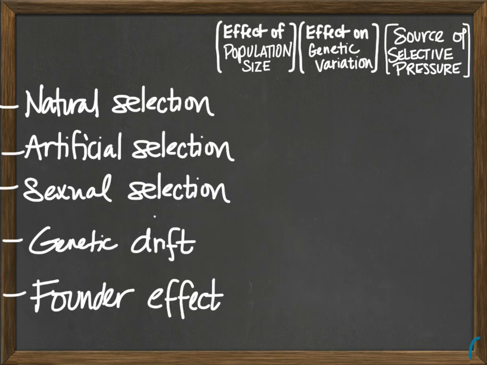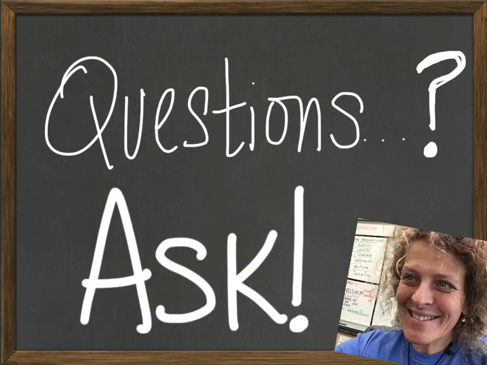Okay, do you feel fairly confident that you can compare these mechanisms of evolution and how they are affected by population size, what effect they have on genetic variation, and correctly identify and compare the source of selective pressure? I hope so, and if not, if you've got questions, you know what to do. Just ask.